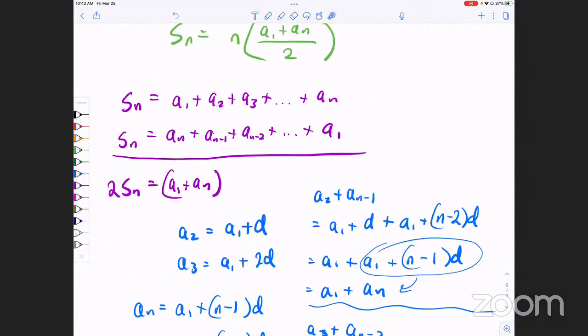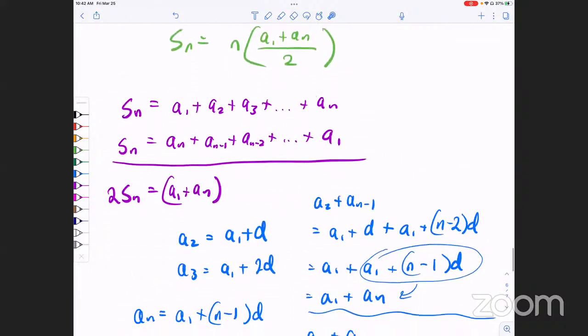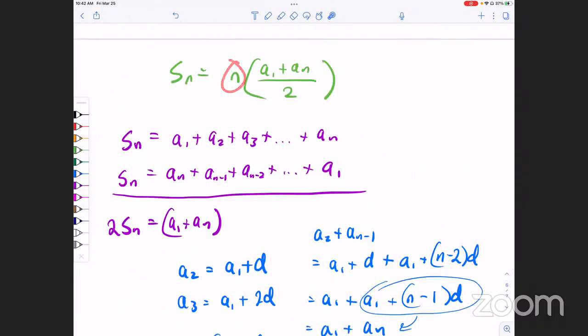So basically, this is a1 plus an, this is really just a1 plus an, and it continues that pattern until you get to the end. They're all just a1 plus an. And how many times does that occur? It occurs n times: 1, 2, 3, 4, 5, 6, 7, 8, 9, until you get to n. So that's where this n comes from. So then basically, we pretty much got it.